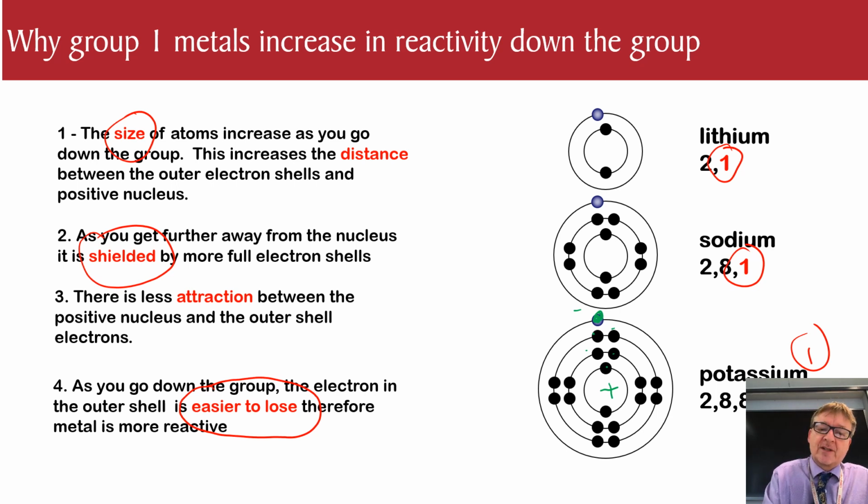And the last one is, there is less attraction. Again, it's to do with the distance. If I've got positive there and negative there, the distance between them increases when the atom itself, the element itself, gets bigger. So, in a nutshell, reactivity in group 1 metals increases down the group because it's easier to lose the outer electron, the size of the atom gets bigger, there is more shielding, and there is less attraction.